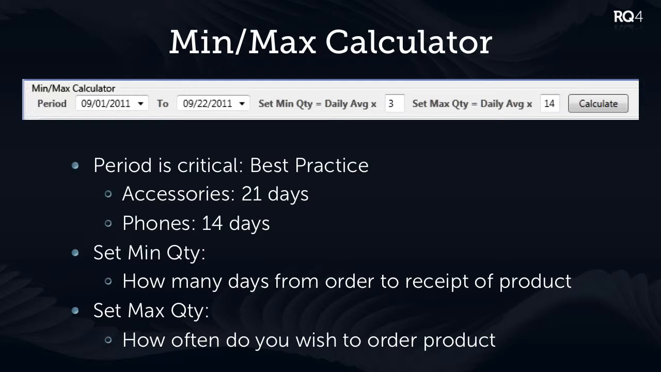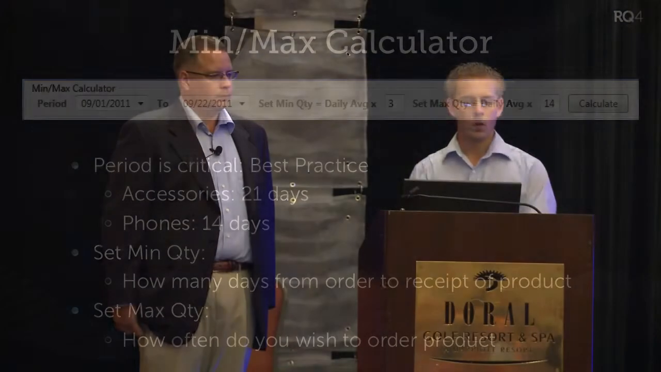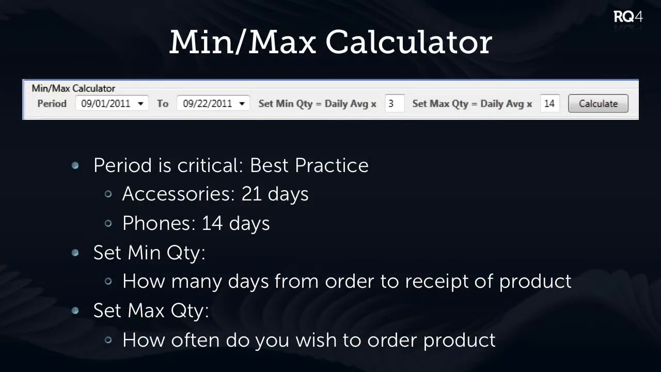If we're doing this for a certain phone or a certain accessory, RQ4 needs to know the time period we want to see historical sales for so it can help calculate min-max. So that's step 1. That's the period: start date and end date. What we found, best practice, and everyone should do this, at least if you haven't done it before: a 21-day period for your accessories, 14-day period for your phones. There's not really any reason to go much higher or lower than that for your period.